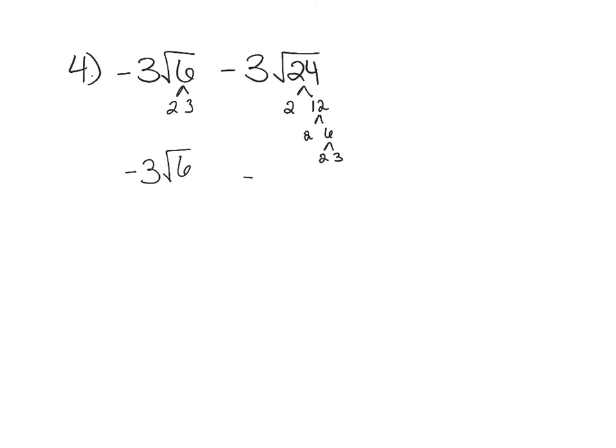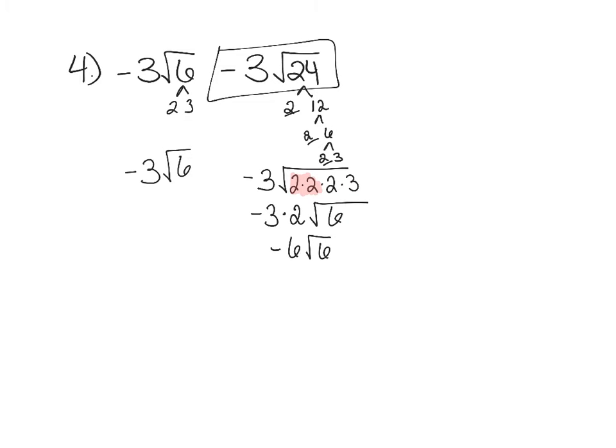So I have a -3 already on the outside. And underneath now I have 1, 2, 3 2's and a 3. So I have a complete set of 2's. So I'm going to pull that set of 2 outside, and then 2 times 3 left over, which would be 6. So I get -6 radical 6, which is replacing -3 radical 24.